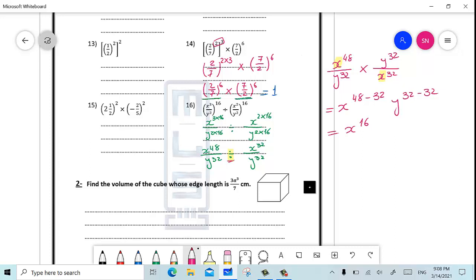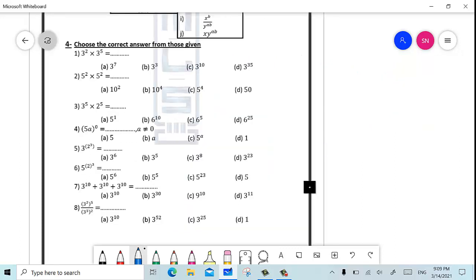And let's go together to page number 7. Question number 4. We are going to solve number 5, number 6, and number 7, and the rest is homework as well. So I would like to have your attention here. I have 3 raised to the power of 2 and this power of 2 is raised to the power of 3. So this means that the power of 2 is repeated for 3 times.